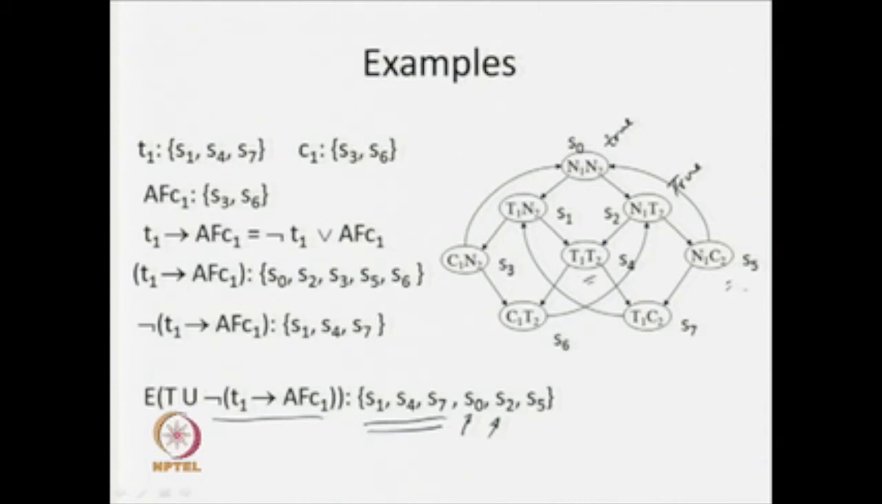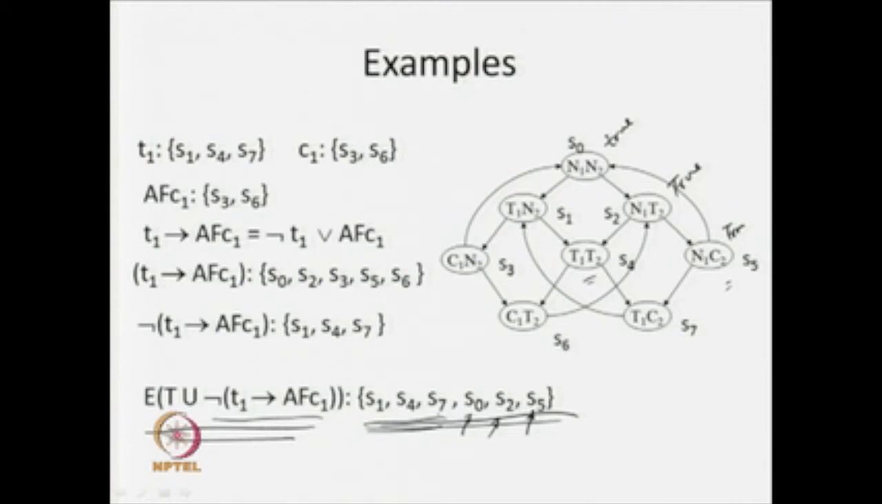Now, S5 is already labeled with true, and there exists at least one successor which is labeled with the given formula, AF not of T1 until EF C1. That means it is labeled with this particular formula. So, S5 will also come into this scenario. In this iteration we have seen the predecessors of all these 3 states and we are including them. So, this time we are getting a bigger set of states.